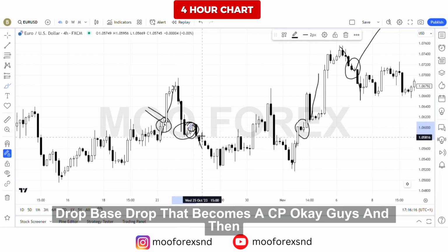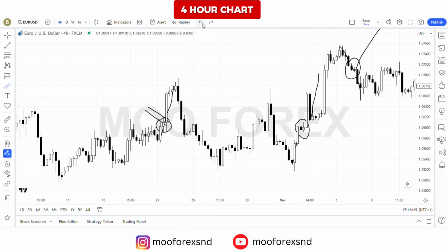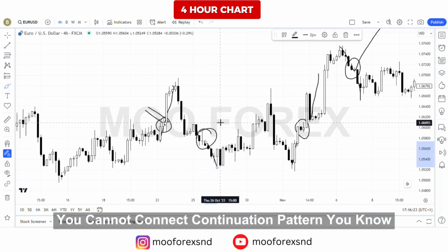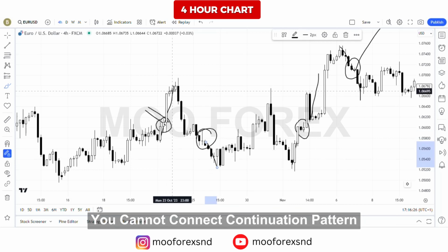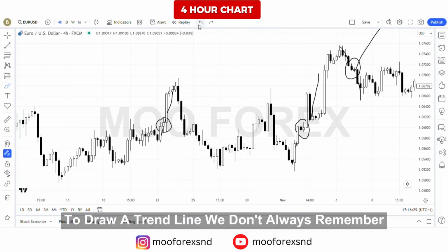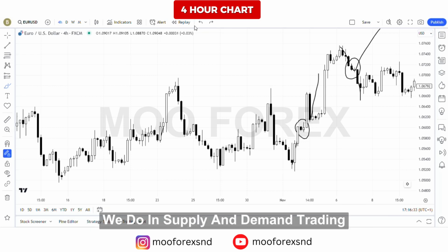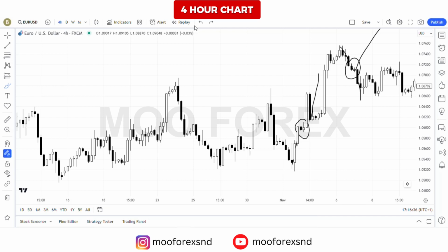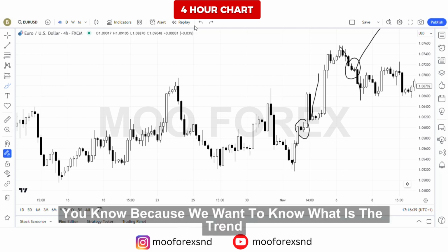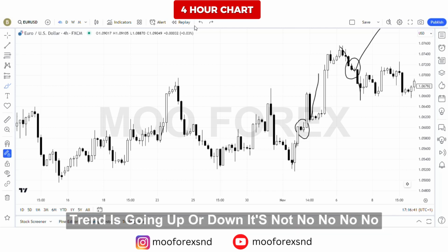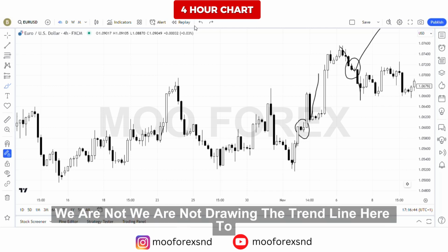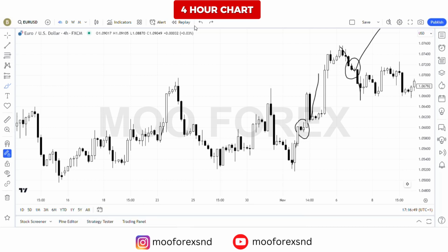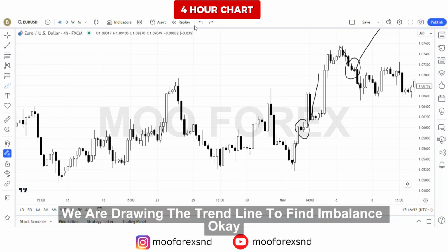Okay guys, and then again we have drop, base, drop. You know guys, you cannot connect continuation patterns to draw a trend line. Always remember, in supply and demand trading, we don't draw a trend line to know whether the trend is going up or down. We are not drawing the trend line here to know what the trend is. We are drawing the trend line to find imbalance.